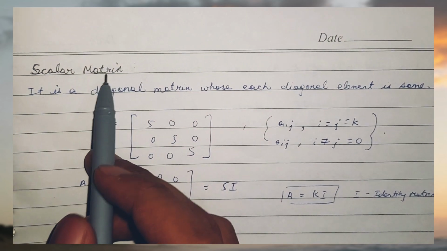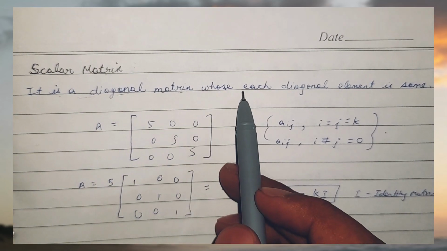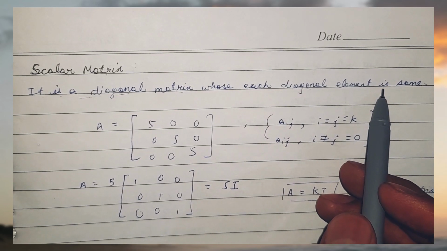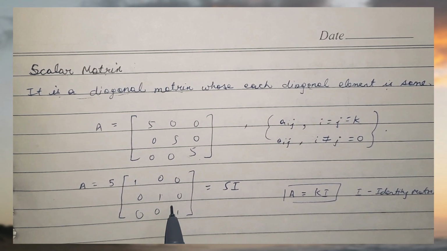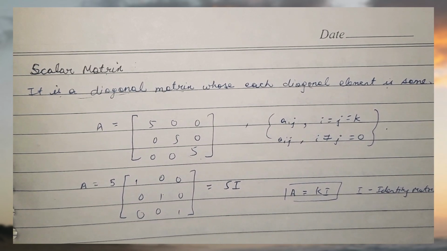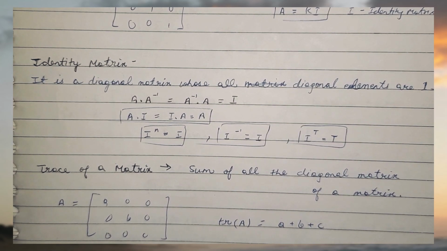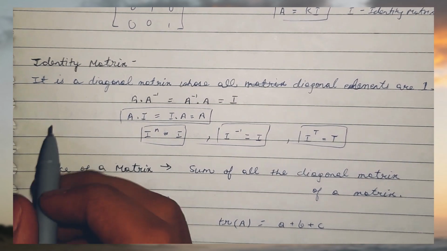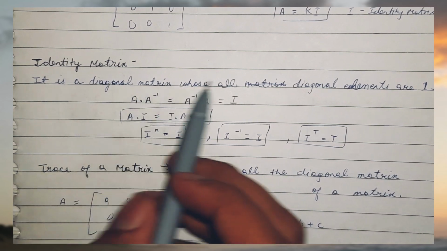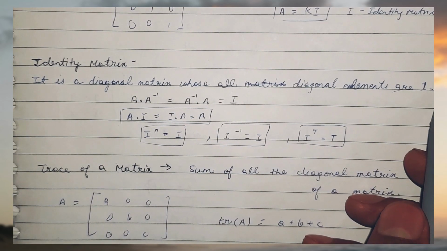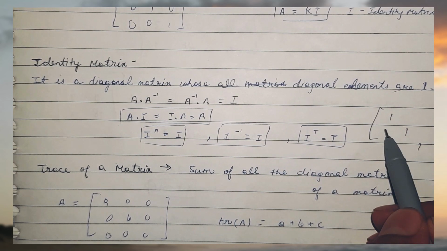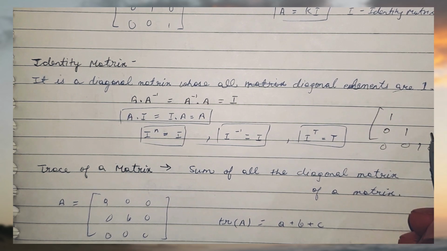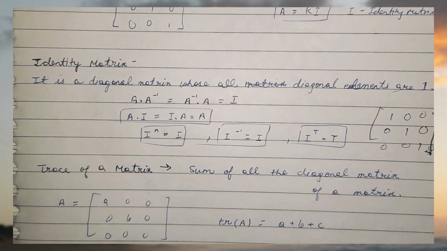Then comes scalar matrix. A scalar matrix is a diagonal matrix whose diagonal elements are all the same. It is a scalar matrix. So basically, a scalar matrix is also a part of the diagonal matrix. Then comes identity matrix. It is a diagonal matrix whose diagonal elements are all 1. For example, 1 and 1, 1, and 0, 0, 0, 0. So it is an identity matrix.